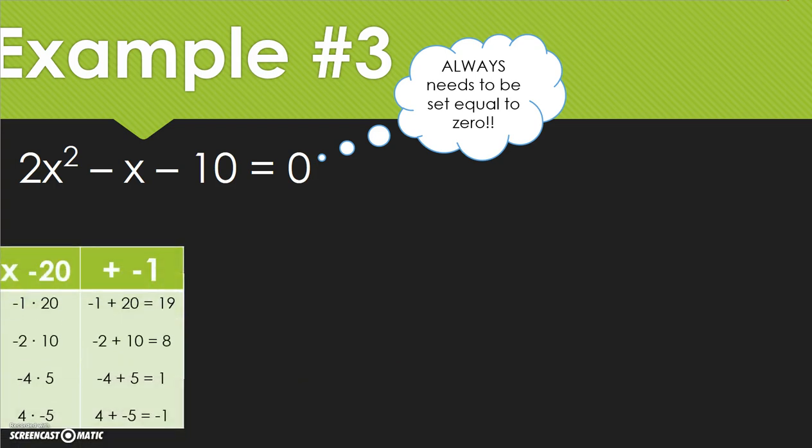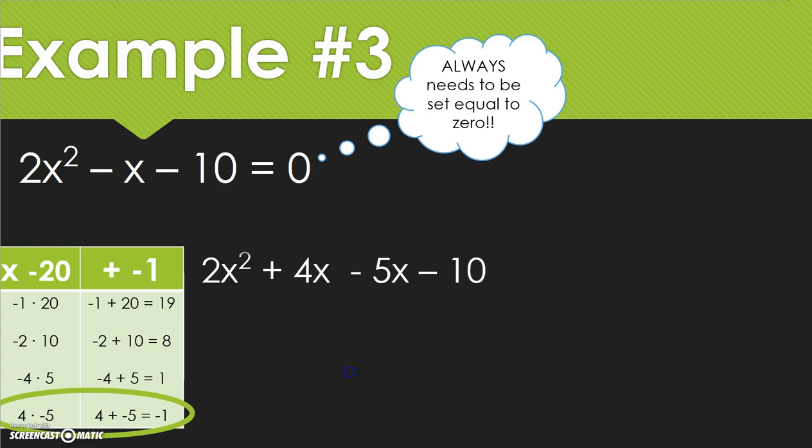All right, so our a times c is negative 20, and our b value is negative 1. So one of our numbers has to be negative because we have a negative 20. So negative 1 times 20, if we add those together, will give us 19, so that's not what we need. Negative 2 times 10 is negative 20, but negative 2 plus 10 is 8. Negative 4 times 5 is negative 20. Negative 4 plus 5 is a positive 1, so we need a negative 1, so we will just switch our signs, so we'll make our 4 positive and our 5 negative, and that'll give us a negative 1.